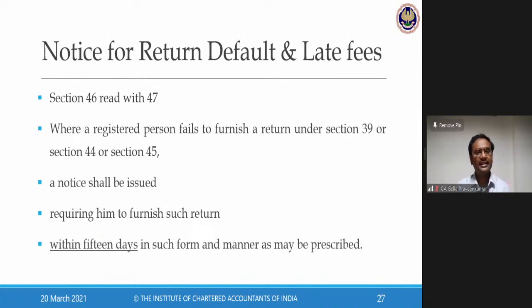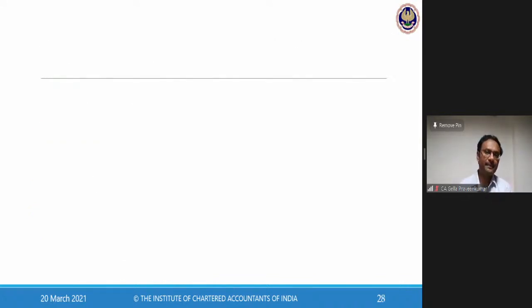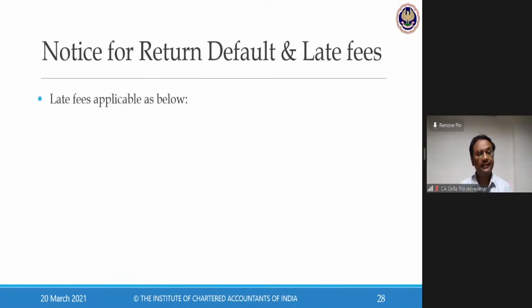Notice for return default. This provision, section 46, says, look, you have to file your return. If you fail to file your return, there is a notice to be served under 46 within a period of 15 days. If you don't file within a period of 15 days, then summary assessment and other provisions will start by the department.